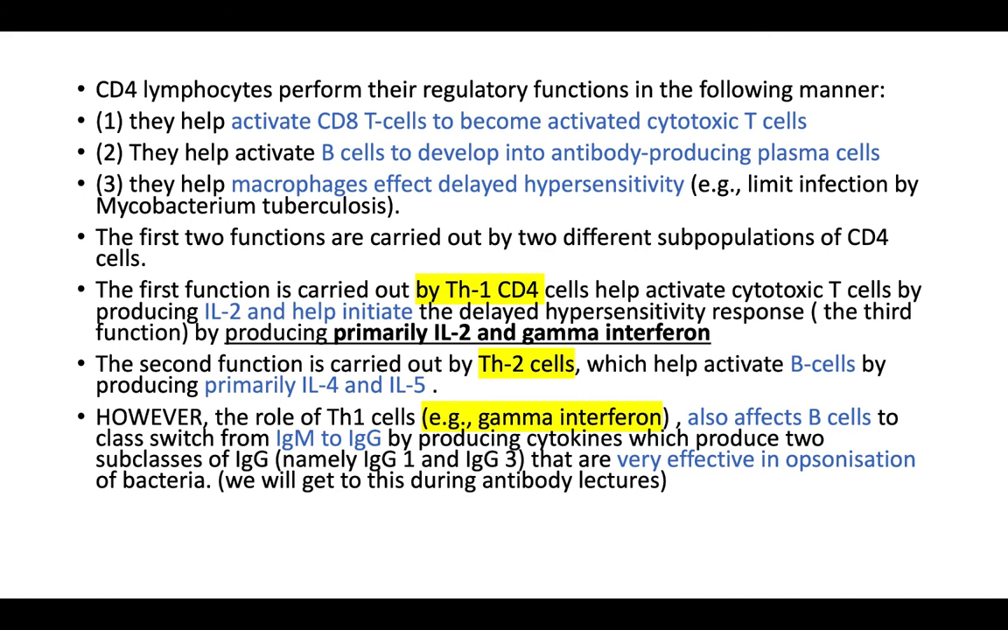TH1 and TH2 cells. I think I'm going to break it up into the next lecture because we are running out of time. نحكي المحاضرة القادمة how the CD4 cell has two populations, which are CD4 TH1 cells, the cellular response, and the TH2 subpopulation, which is the humoral that activates the humoral response.